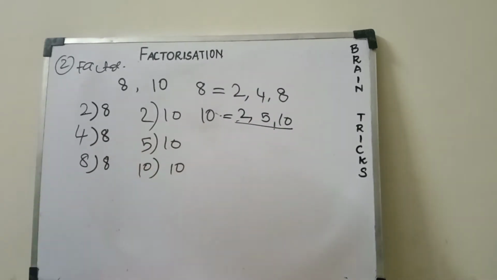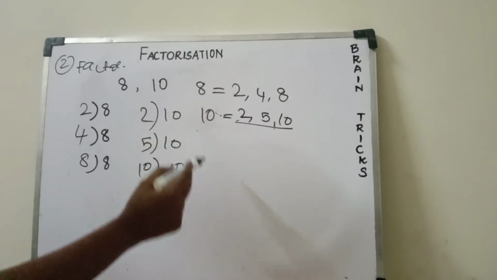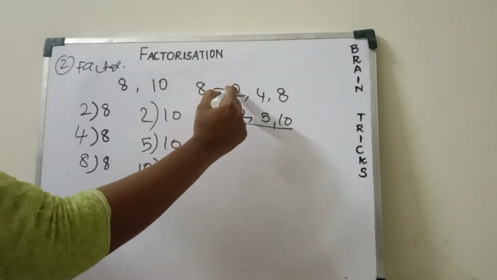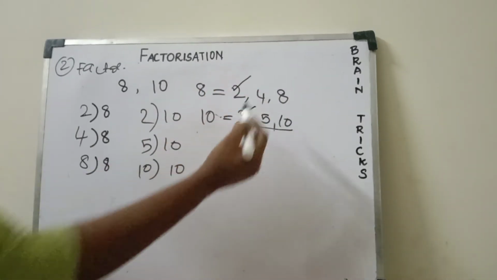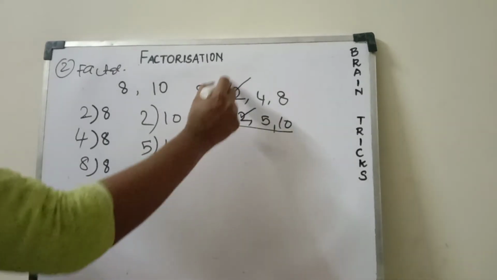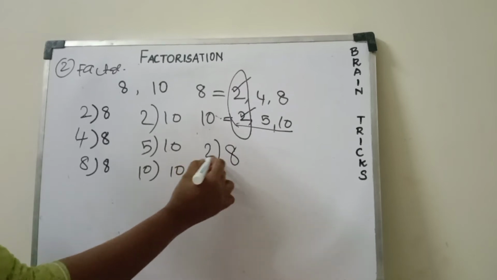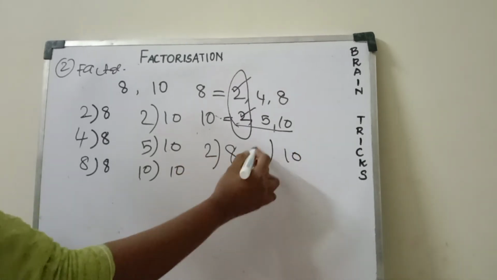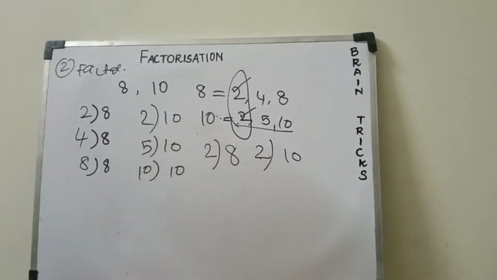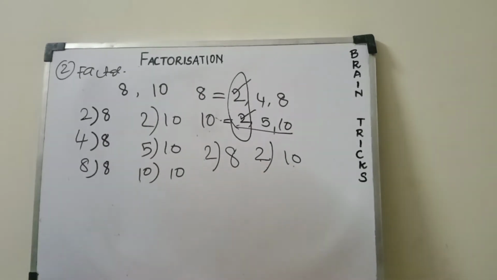So what is the common factor of 8 and 10? Common. 8 is also divisible by 2, and 10 is also divisible by 2. So 2 is the common factor of 8 and 10.